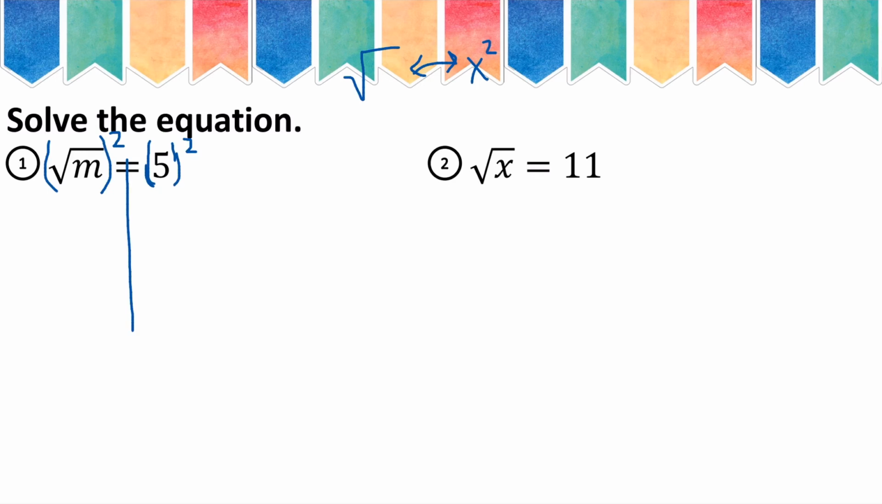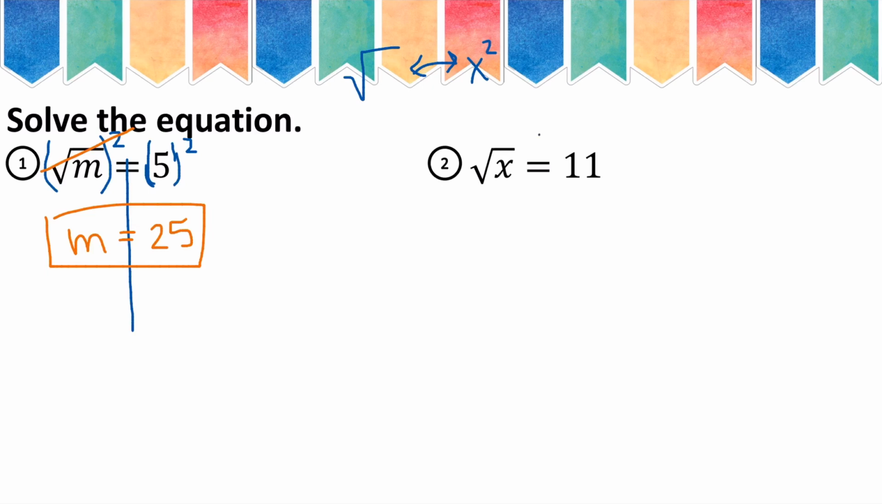Now, our square root and our square cancel, and the m is left by itself. And on the other side, 5 squared is 25. So m equals 25.